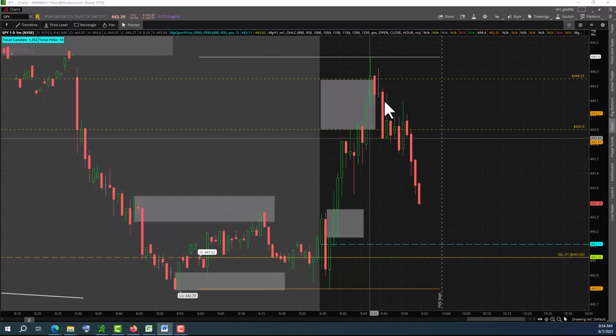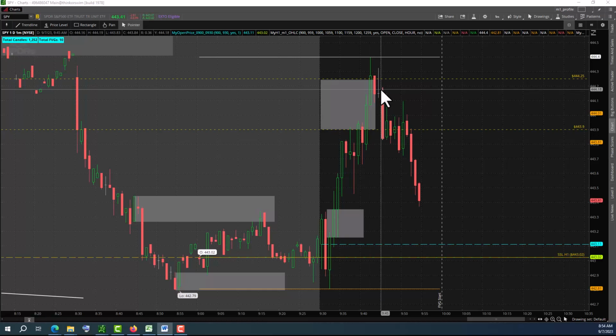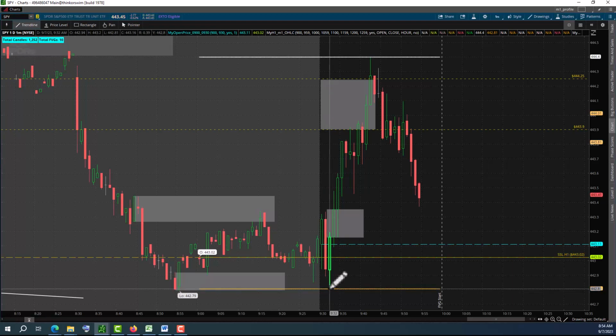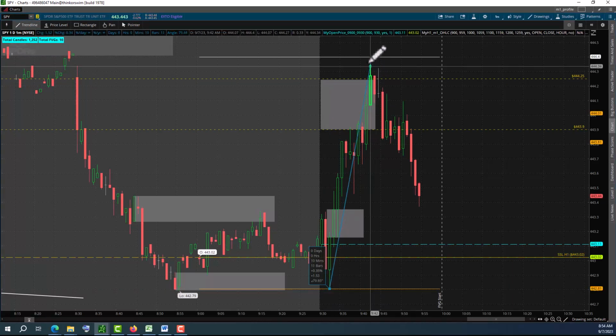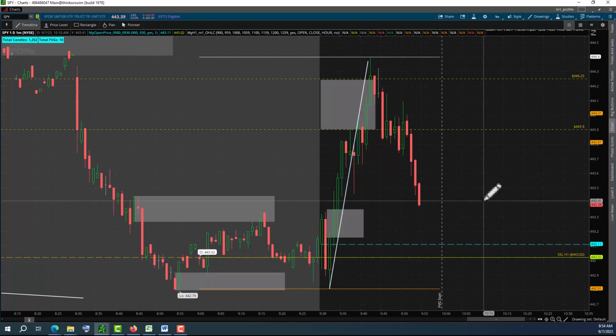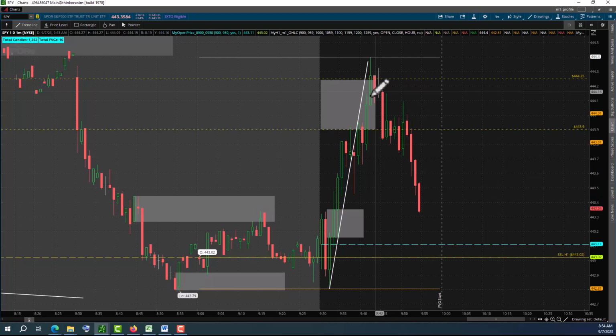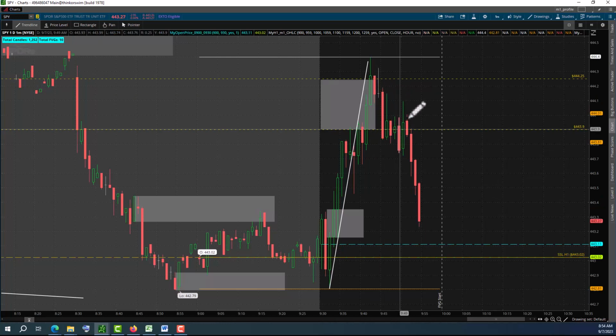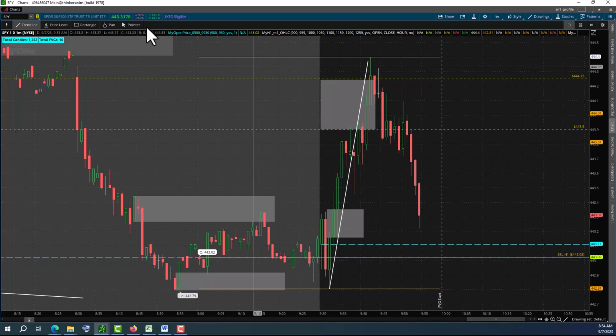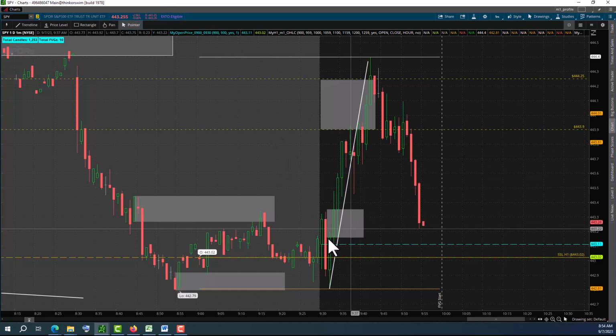So basically, this move is a... here we see order block right there. Fire up, retest. So you see that we want to go long when you go back here, right? You see order block right here also.